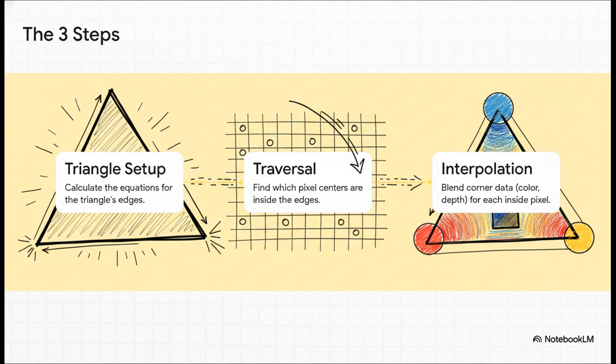First, there's triangle setup. That's where the GPU figures out the math for the triangle's three sides. Step 2 is traversal, where the GPU just zips across the pixel grid and asks a really simple question for each one. Is your center point inside those three lines? And if the answer is yes, we go to step 3, interpolation. This is where it cleverly blends the data from the triangle's corners, like color or texture info, to figure out the exact value for that one specific pixel.